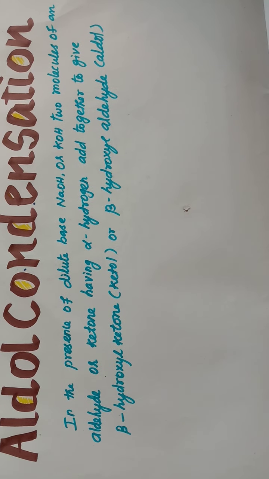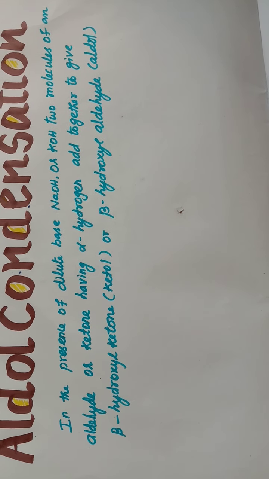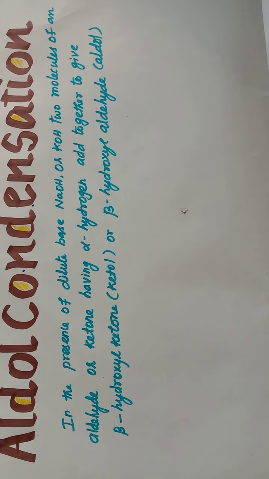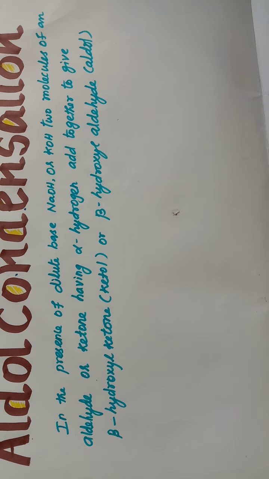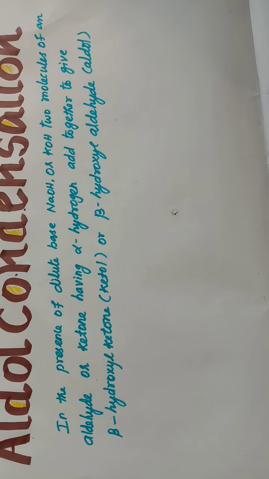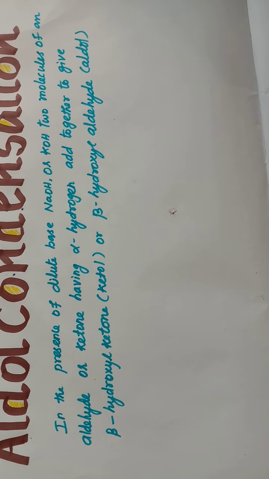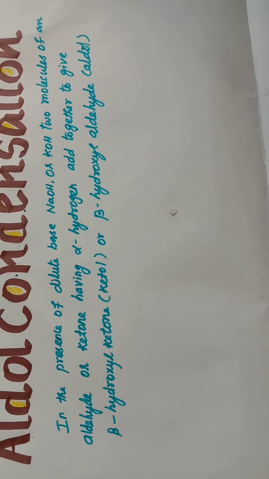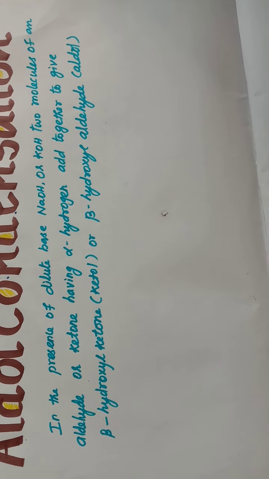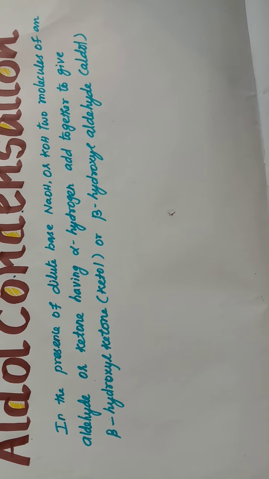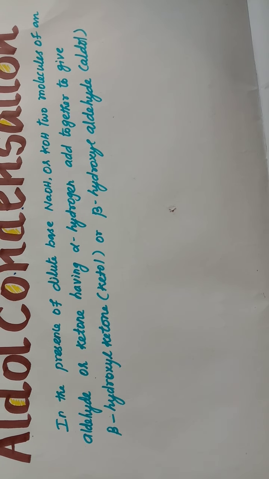Welcome students. Let us discuss the important naming reaction, aldol condensation. What is aldol condensation? In the presence of dilute base like sodium hydroxide or potassium hydroxide, two molecules of an aldehyde or ketone which have alpha hydrogen add together to give beta hydroxy ketone, that is called the ketol, or beta hydroxyaldehyde, that is called the aldol. So this reaction is known as aldol condensation.